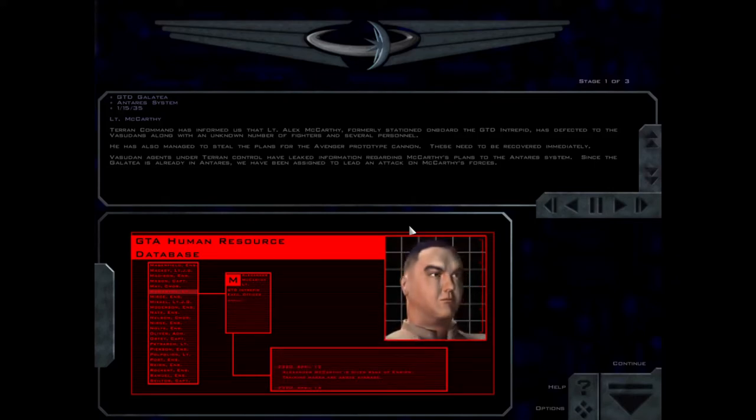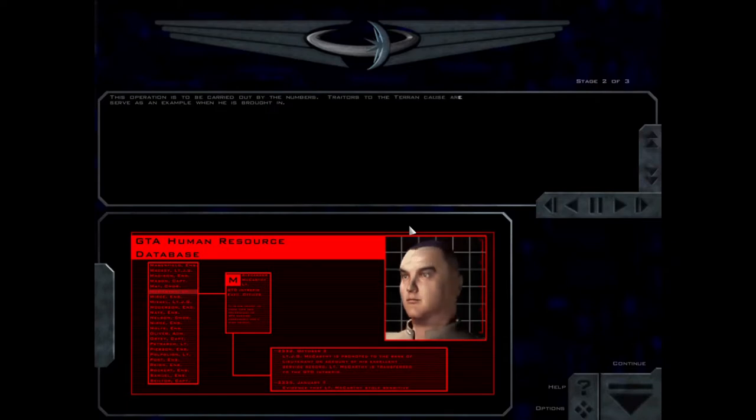Vasudan agents under Terran control have leaked information regarding McCarthy's plans in the Antares system. Since the Galatea is already in Antares, we have been assigned to lead an attack on McCarthy's forces. This operation is to be carried out by the numbers. Traitors to the Terran cause are not to be tolerated. McCarthy will serve as an example when he is brought in.